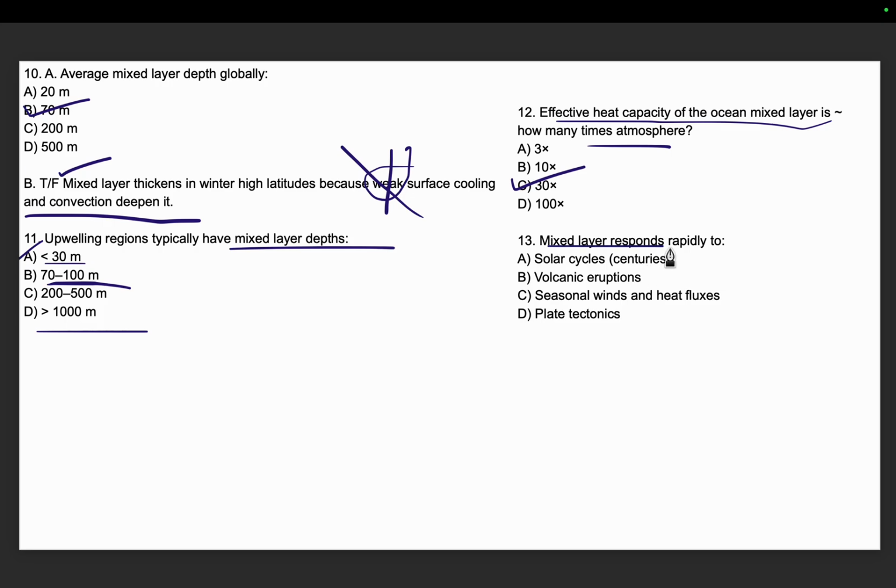Question 13. The mixed layer responds rapidly to what? Solar cycles, which is typically sunspot variation, volcanic eruption, seasonal winds and heat fluxes, or plate tectonics, which influences the mixed layer most rapidly. Option C. Yes, question 13, option C is correct.